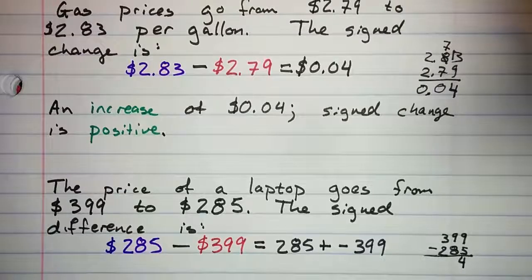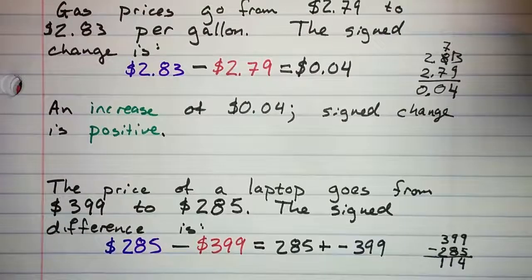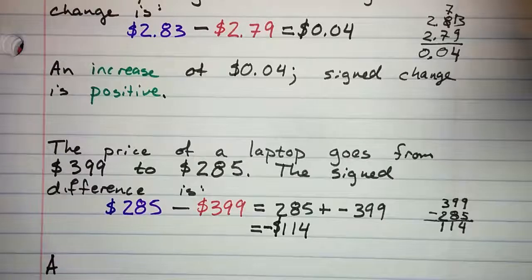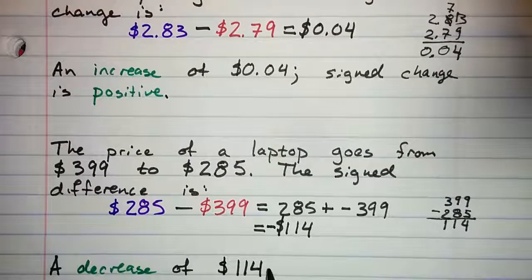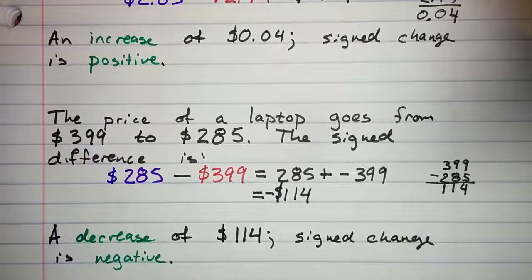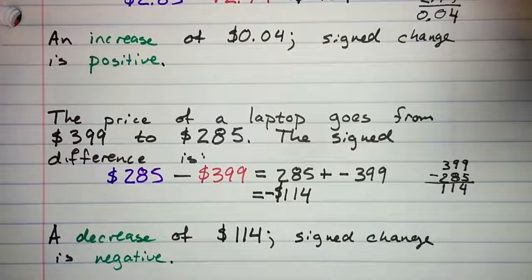9 minus 5 is 4. 9 minus 8 is 1. 3 minus 2 is 1. And 399 is bigger than 285. So the answer is negative. This is a decrease, right, of $114. And so the signed change is negative. An increase is a positive signed change. A decrease is a negative signed change.